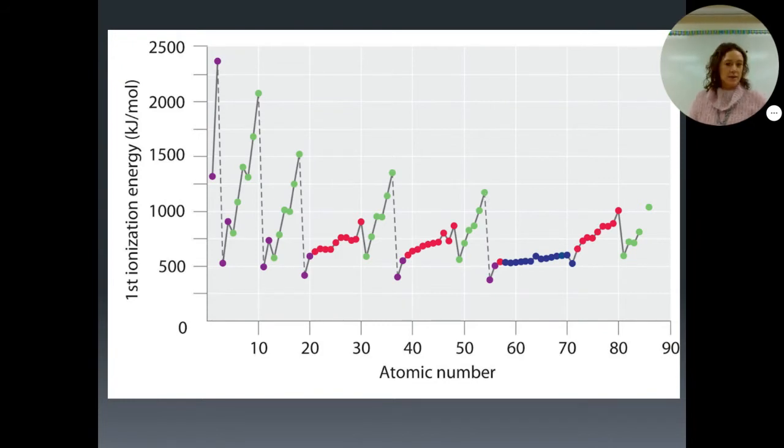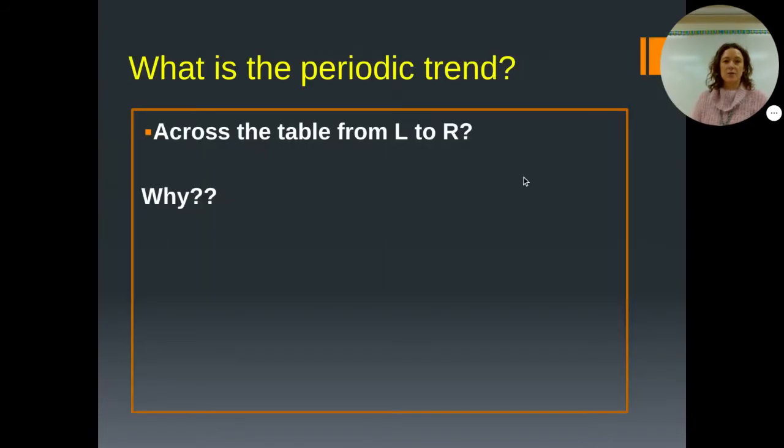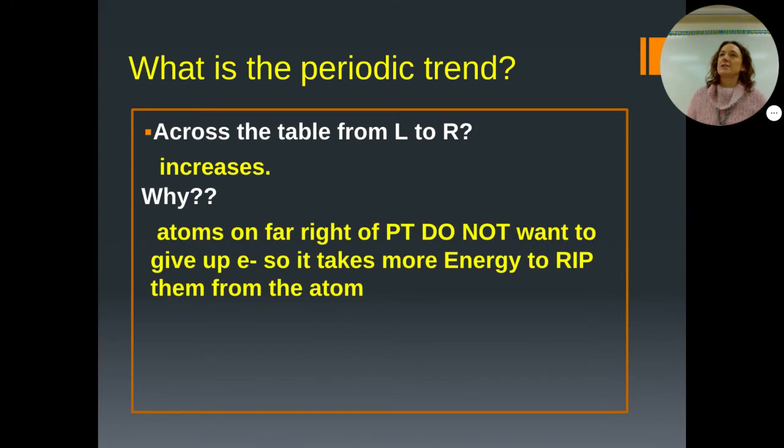Okay, so let's sum that up, and then we're going to talk the why behind it. As we go left to right, it increases. Well, why is that? Remember, ionization energy is the amount of energy it takes to rip electrons from that nucleus. So atoms on the far right of the periodic table do not want to give up electrons because they're getting closer and closer to the octet rule, right? So it takes more energy to rip them from the atom.